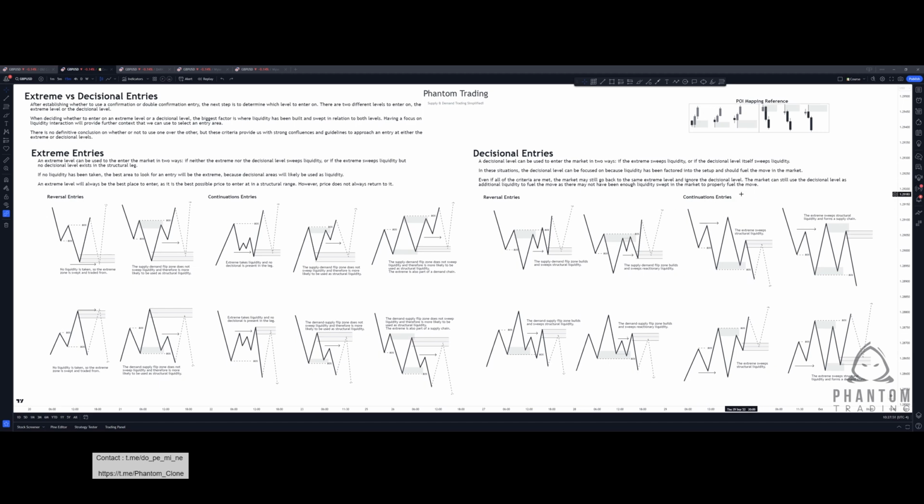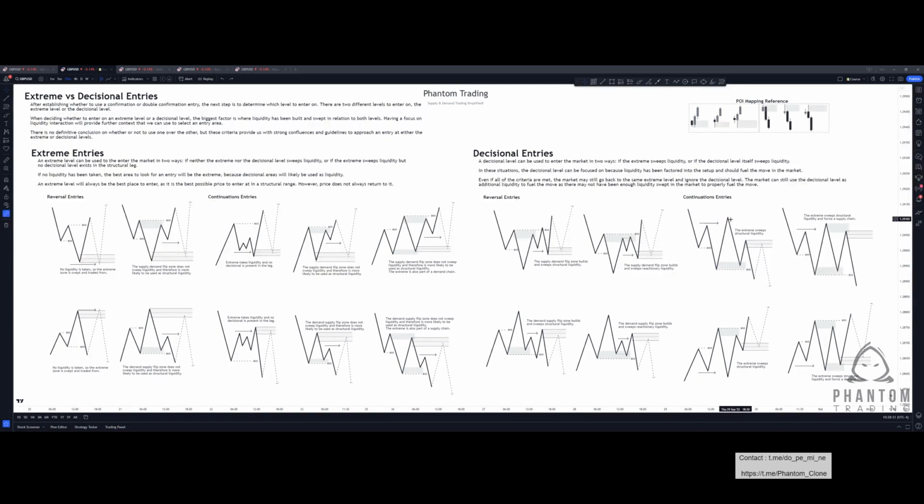Now let's look at continuation entries using a decisional level. A continuation entry would be, as you would expect, price continuing on in the market, creating lower lows and lower highs. As we can see, price forms a low, forms a lower high, forms a lower low, and then price trades above.